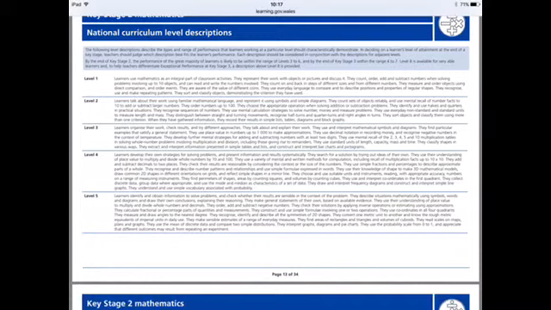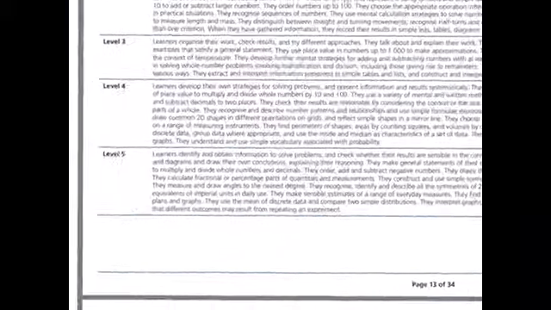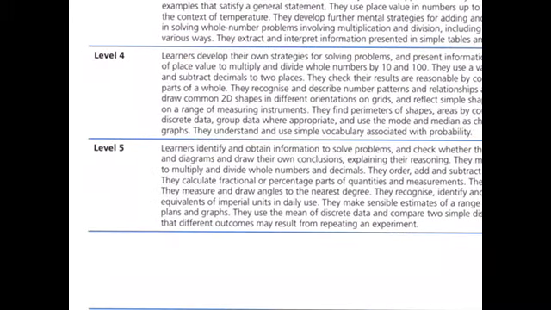A little look at the level descriptors. Are you finding this reasonably easy now? Yeah. And if we have a look at these level descriptors on level 5, it says there they calculate fractional or percentage parts of quantities and measurements. That is exactly what you are doing right now. It's a level 5 skill. So we'll do one more and then we'll do some worksheets so you can prove to me that you know what you're doing and I can tick it off. Last one before we move on to our work.